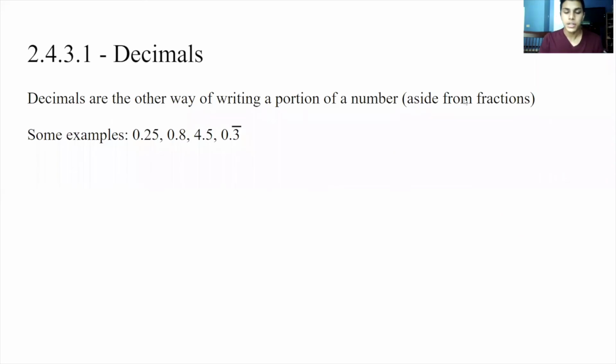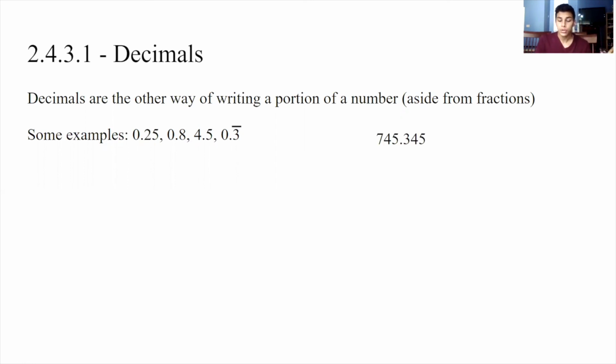All right, just to quickly review what we've learned this lesson, we learned what decimals are first, which is the other way of writing a portion of a number aside from fractions. And then we had some examples that were here. And then we looked at exactly what decimals mean. In a decimal, you have a decimal point, which is the dot. Whatever comes after the decimal point is part of the decimal.